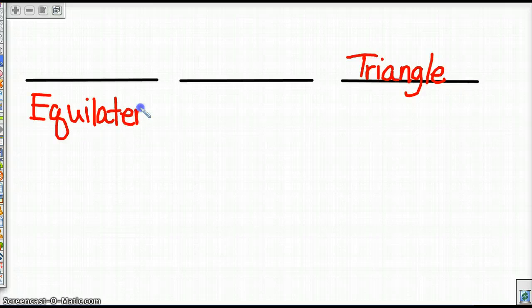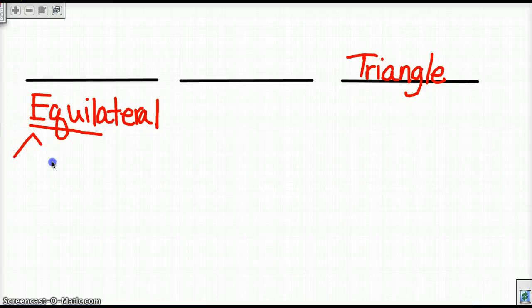And what equilateral means, you see the part of equal in there, is it's just a triangle that has all equal sides. Now this one's probably not perfect, but a lot of times you'll see a little dash like this, and that shows that this side is the same length as this side and the same length as this side. So if all equal sides, the first name would be called an equilateral.